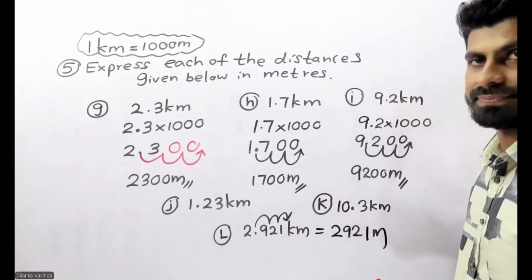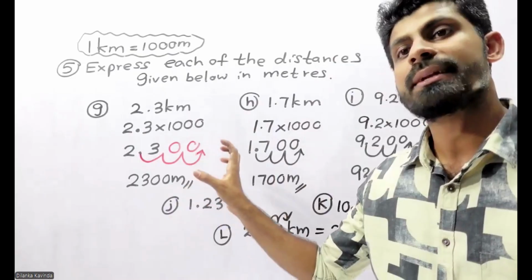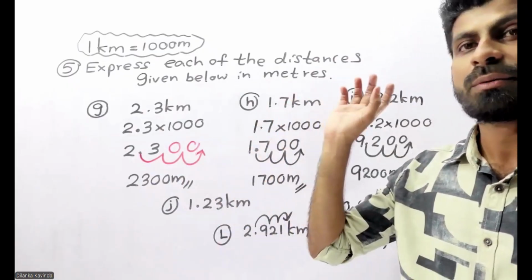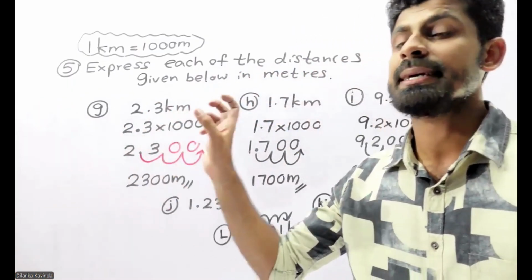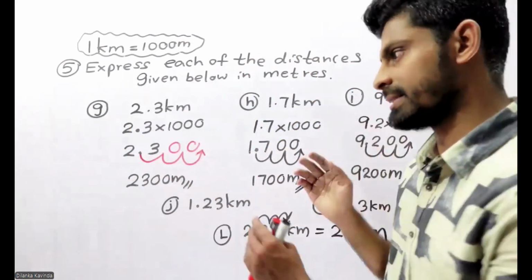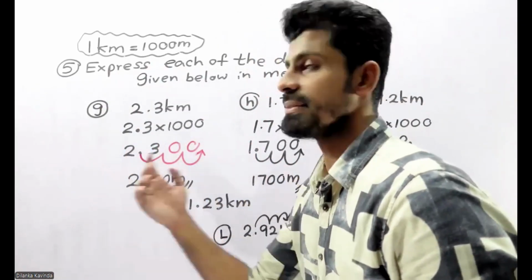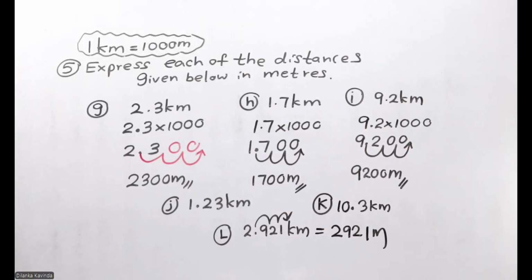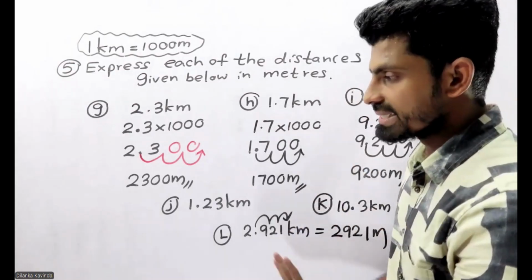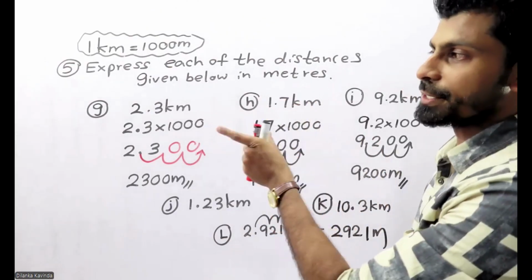2,921 meters. Whenever you multiply by 10, that means 1 decimal place to the right. 1,000 means 3 decimal places to the right. Multiplied by 100 means 2 decimal places to the right. This is your left side, this is your right side. Try to do J, K, L by yourself. Then we can move to the last pattern of these kinds of questions.